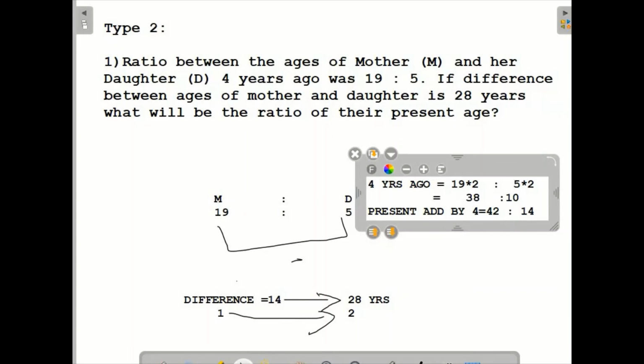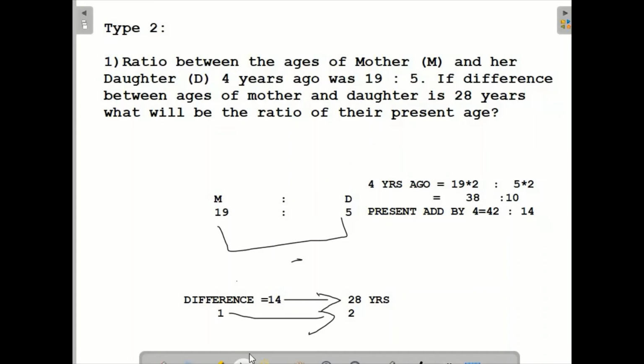Okay, so we found the answer. It is 42. This is the answer. 42 is to 14. So shall we go for the next problem?